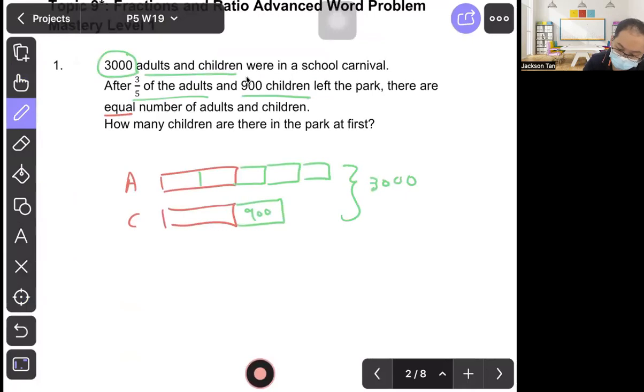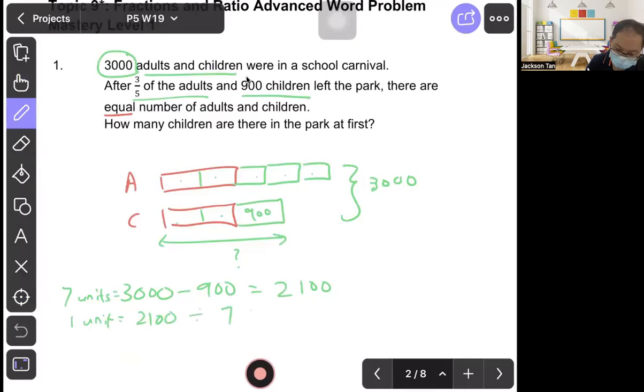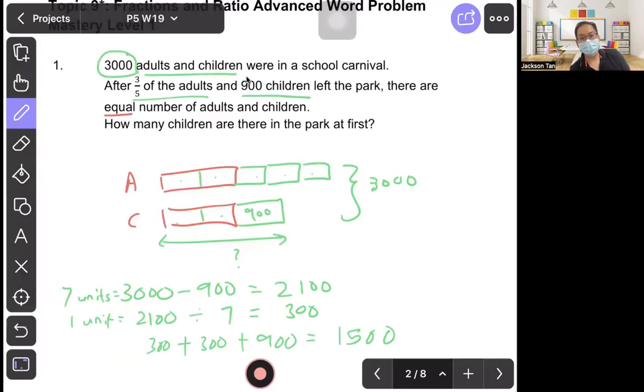And they ask how many children at first. So this time we put 2 units also. So 3,000 minus 900 equal to 2,100. That is actually 7 units. And 1 unit will be 2,100 divided by 7, 300. So children at first, that will be 300 times 2 units, so 600, plus 900, equal to 1,500. That is the answer.